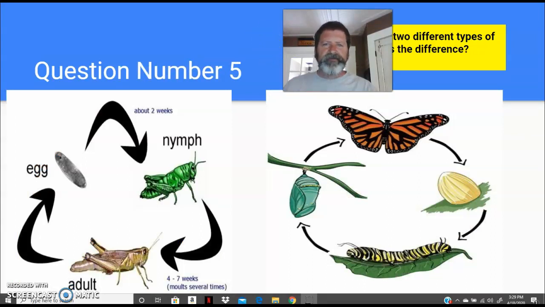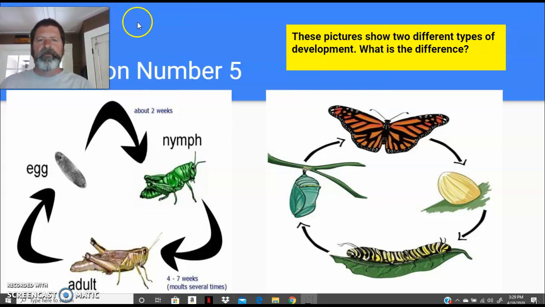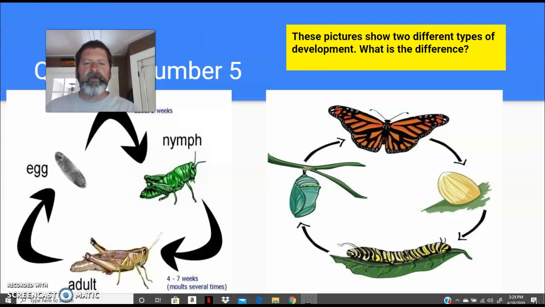Question number 5. There's just really one question, and do your best on it. You can do a mild version, a medium version, or a hot version of answering this question. These pictures show 2 different types of development. What's the key difference?